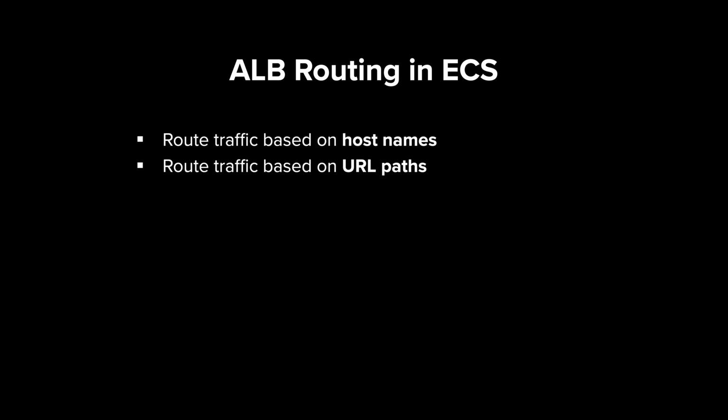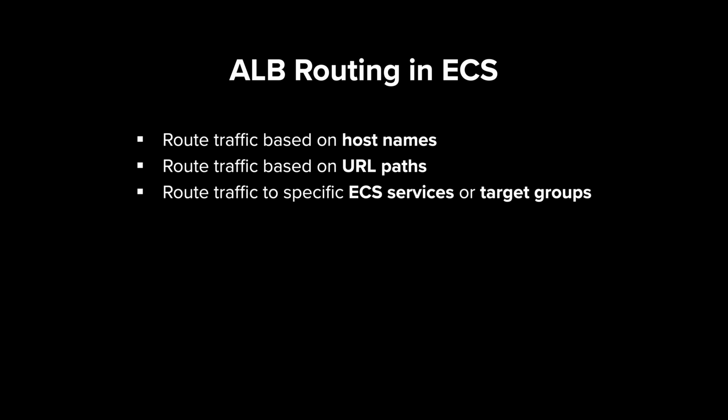Second, path-based routing. Here, the ALB looks at the URL path of incoming requests. For instance, /API/users could go to your user service, while /API/orders goes to the orders service. This makes it easy to manage multiple services under the same domain efficiently.